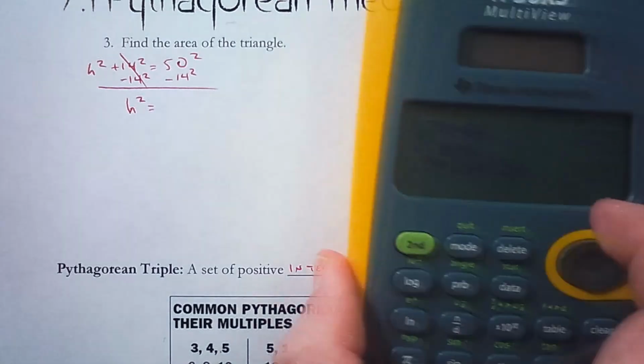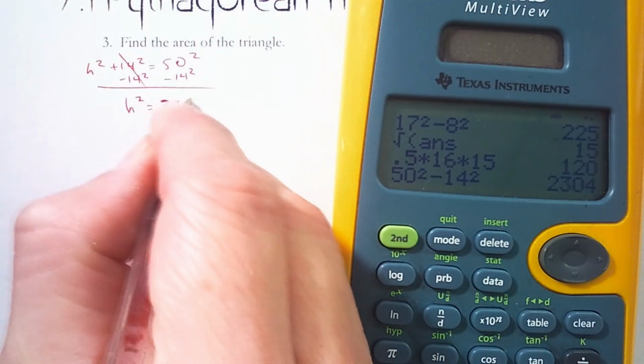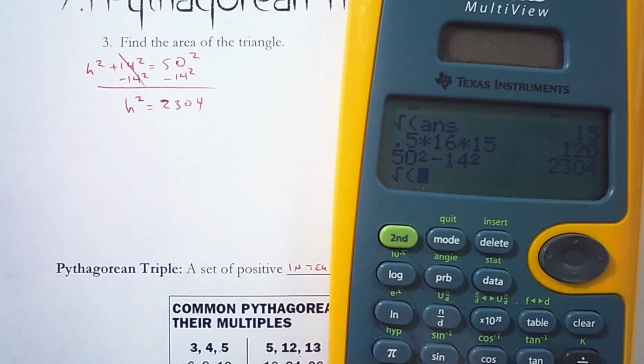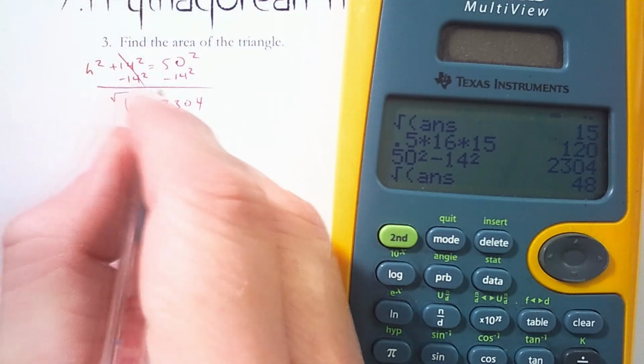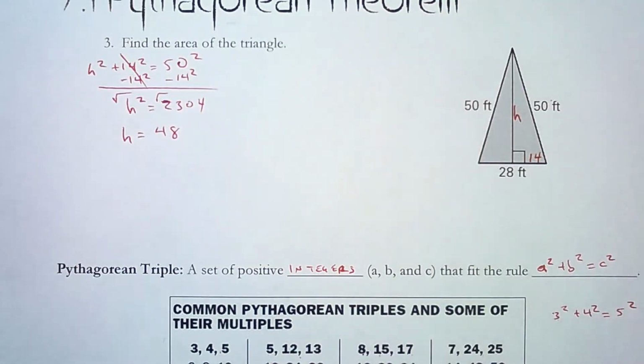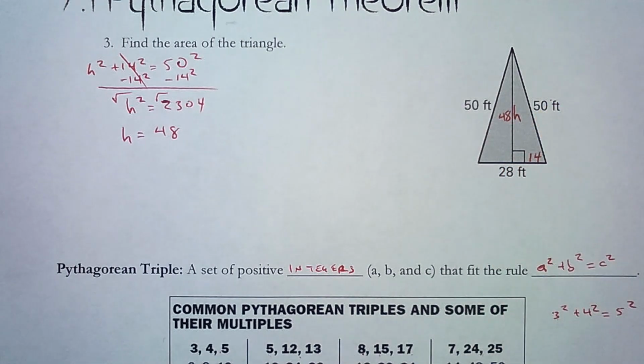H squared equals 50 squared minus 14 squared is 2,304. Now let's see if that is a square number. Square root of 2,304 is 48. So I do the square root of both sides, and I find that the height of this triangle is 48.